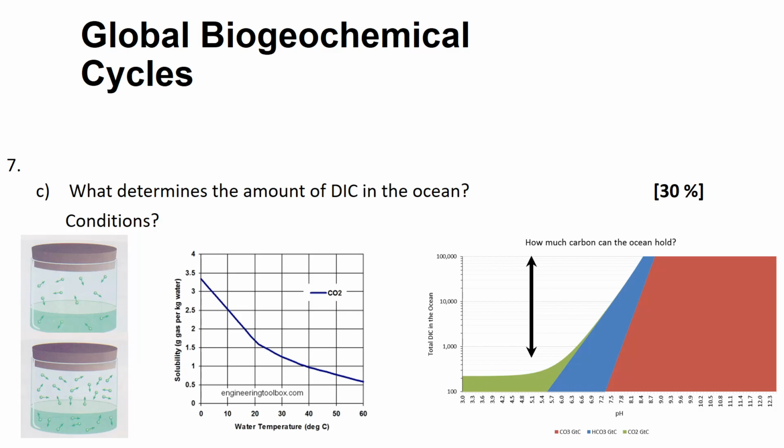So two things here, the temperature and the pH are really important conditions which determine how much DIC we can store in the ocean. So those would have been two good things to explain, as well as make a list of the conditions, temperature, pH, that would have got you some marks, but some explanation of how those things actually determine how much DIC can be in the ocean would also have been good.